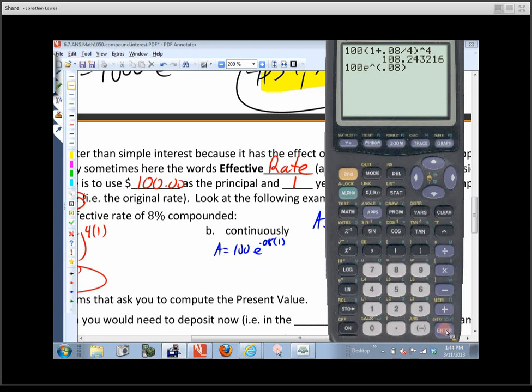appears in the exponent, in parentheses and all that sort of stuff. Now, are we expecting a number a little bit bigger than 108.24 or a little smaller? A little bigger. Why? It's continuous. They paid interest more often. So that makes a difference.